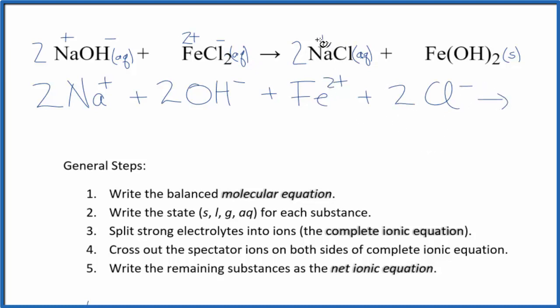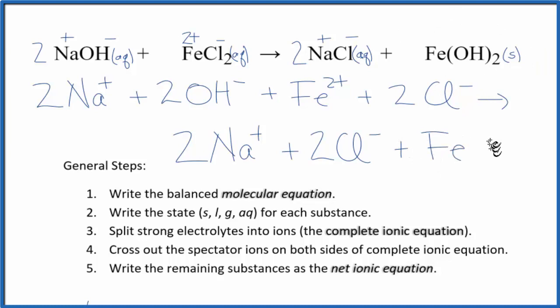For the products, we said we had a plus and a minus here, so 2 sodium ions plus that 2 goes to the whole thing, so 2 chloride ions. And then with net ionic equations, we don't split solids apart. So we just write Fe(OH)2, and that is the iron(II) hydroxide. So now we have the complete ionic equation.